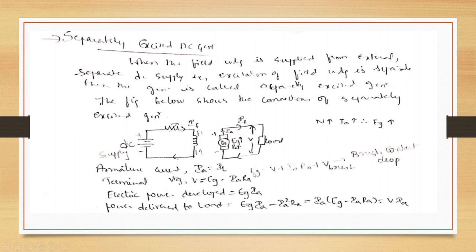So Eg is equal to V plus IaRa. From this I am writing V is equal to Eg minus IaRa. Electric power developed here is Eg into Ia, and power given to the load is Eg Ia minus Ia square Ra, or if I take Ia common, Ia (Eg minus IaRa), or V Ia. So in simple terms, the current equation is Ia is equal to IL, and the terminal voltage is V is equal to Eg minus IaRa. Power developed in the armature is Eg Ia, power delivered to the load is V into Ia. I hope this is clear to everyone.